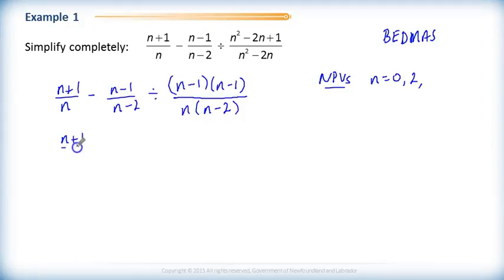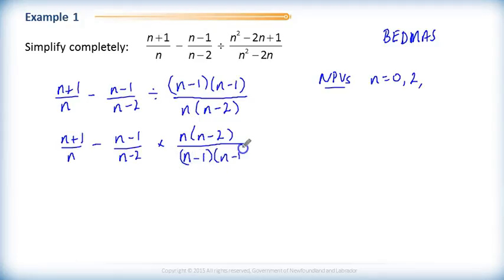Now when we divide, we have to multiply, or one way to do it, I guess, is to multiply by the reciprocal of the divisor. So we have n outside of n minus 2 over n minus 1, n minus 1. So that gives us more non-permissible values. So that's the one we get after taking the reciprocal.